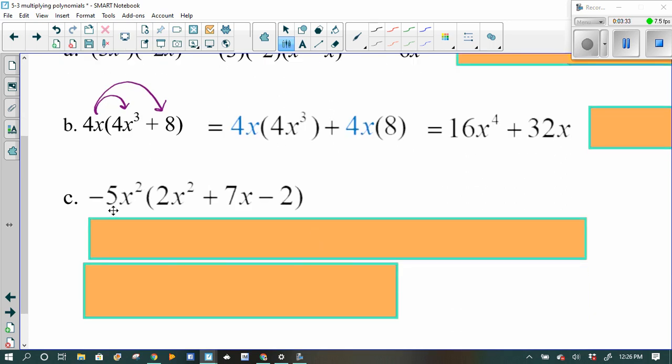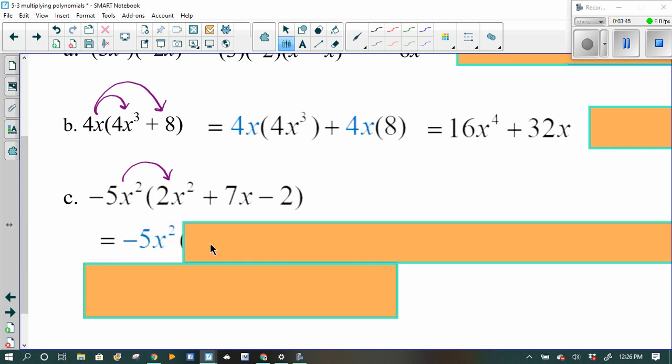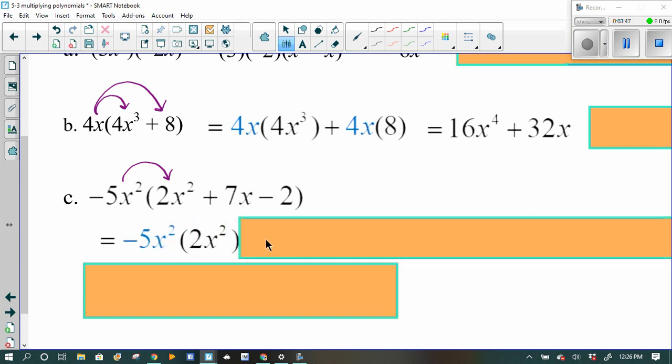And yes, you can multiply a monomial by a trinomial. You can multiply a monomial by anything. So here I would go negative 5x squared times 2x squared. So write it all out, and you don't have to do it like this. I would do it this way. This is the short way, and then I'm going to show you all the steps as well. So I would go negative 5 times 2 is negative 10. X squared times x squared is x to the 4th.